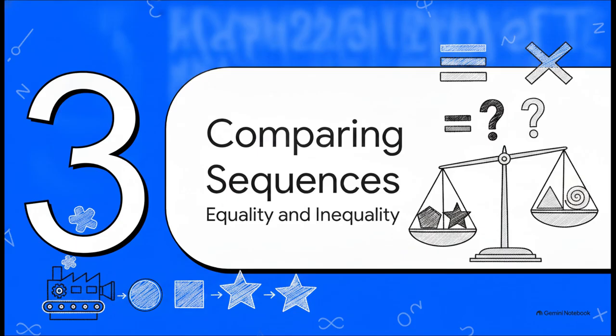Section 3. Comparing our number machines, equality and inequality. You'd get a sequence of constant 5s.